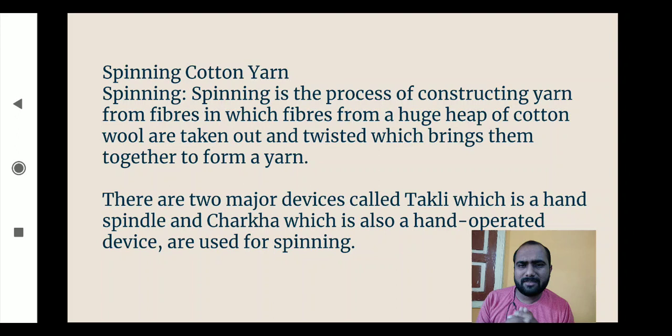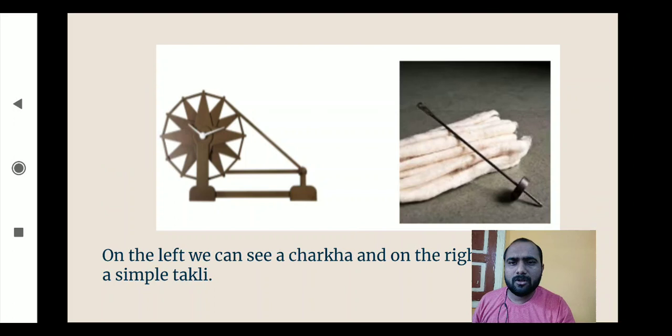Now let us see the pictures of both. To your left there is a charkha, you might have seen it in history. Gandhiji commonly used this charkha. Whereas the takli is a hand spindle, meaning by using our hand we have to spin the cotton fibers. Understood? Yes.